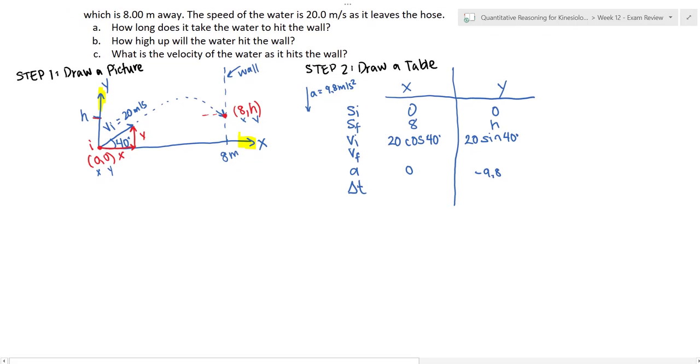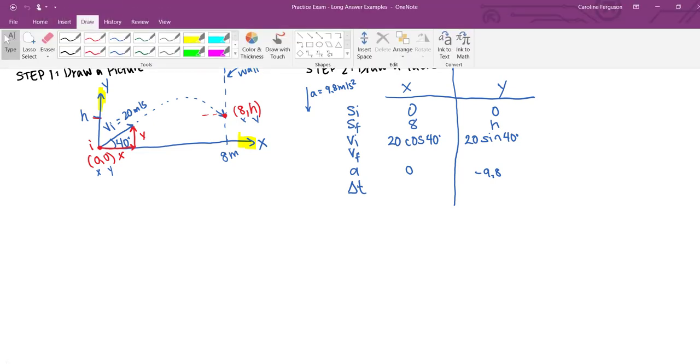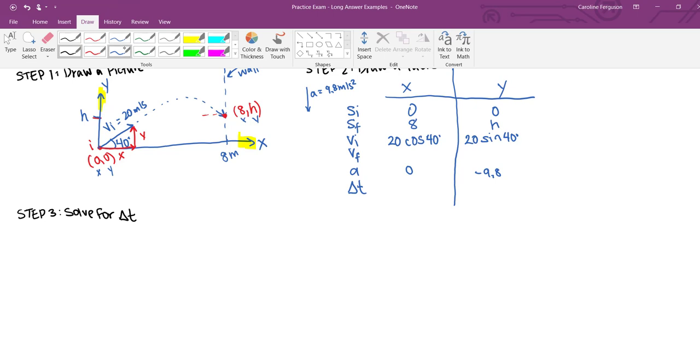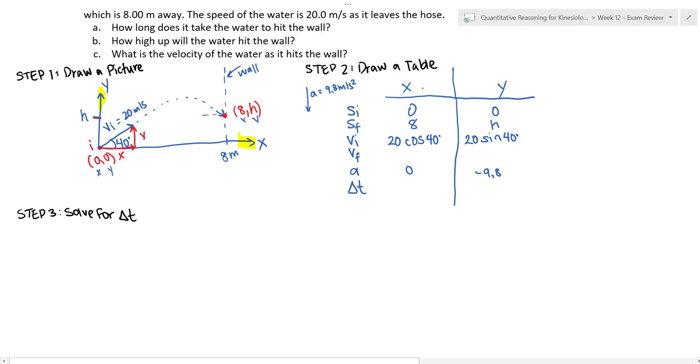That takes us to step 3. We don't know time. In step 3, we're going to solve for time. So we're going to choose the column that has the most information and solve for time. All right, so if we look at the two columns, the x column and the y column, which one has the most information? Well, the y column has this unknown variable here, h, but the x column has the value for that missing variable. So x has more information in it, so we're going to use the x direction to solve for time.